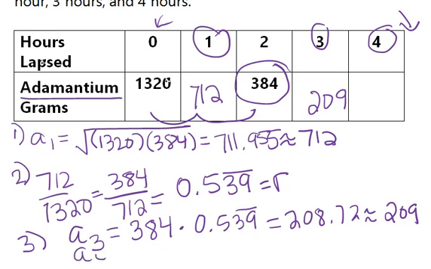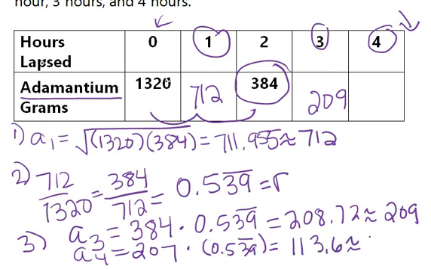Similarly, we can do the same thing with a sub 4. We use our previous term, which was 209, and multiply it by our common ratio, and we end up with 113.6, or approximately 114 grams. And that concludes the geometric sequence videos.